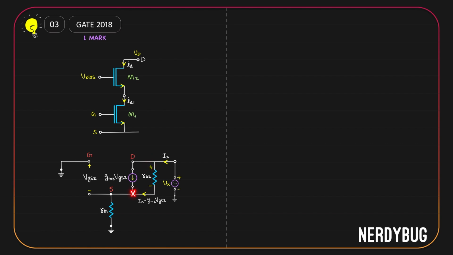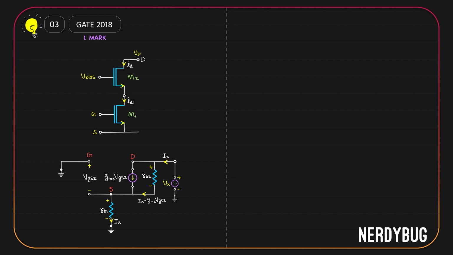Now at this node, these two currents combine again. Ix minus gm2 vgs2 plus gm2 vgs2 is Ix. So the current that flows through ro1 is Ix again. Also, since Ix is flowing in this direction, ro1 will have positive potential here, negative here.